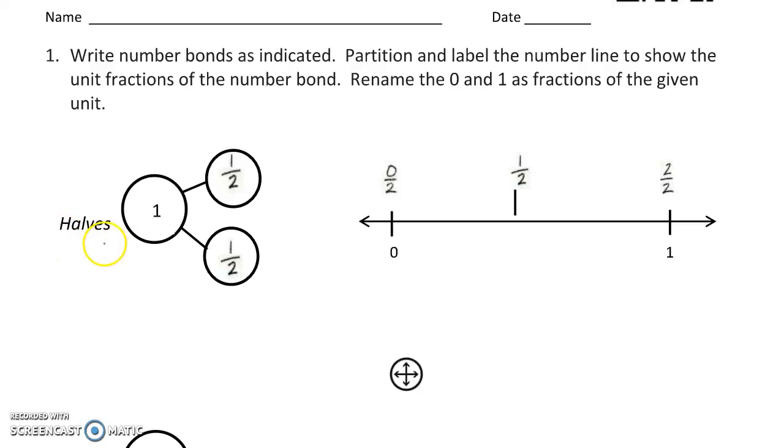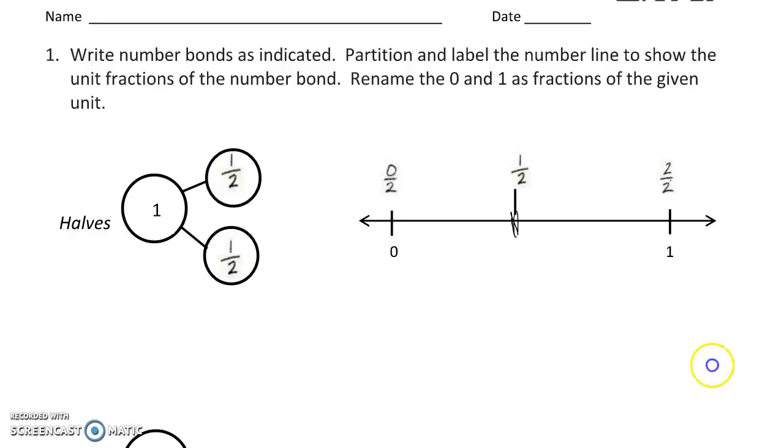They told us it had to be halves. So notice, here's my whole. They put it on the left instead of the top. Doesn't matter. And if I'm talking about halves, I need 2 sections. So I've got 2 arms. Each one of them is a half. So then I come over to my number line. I show the 0 as 0 halves. This is the halfway point, 1 half. And 1 would be 2 halves. Okay, so that's what we have to do for each of these.